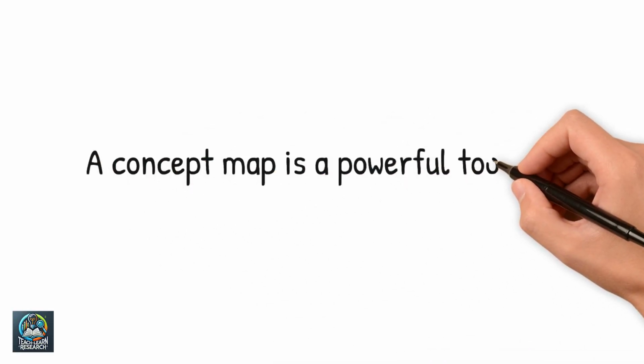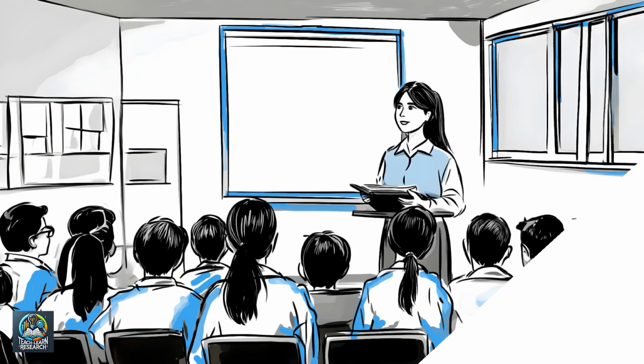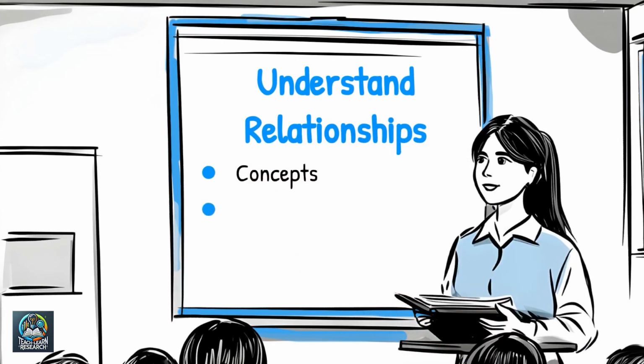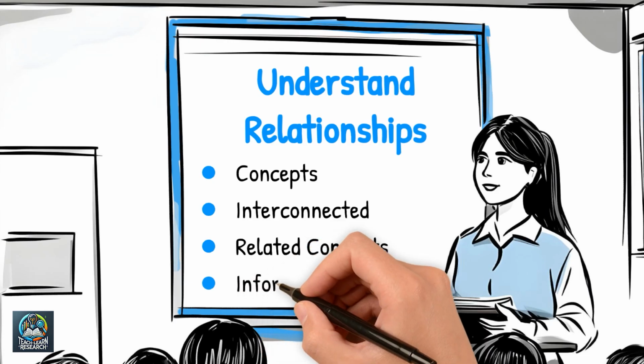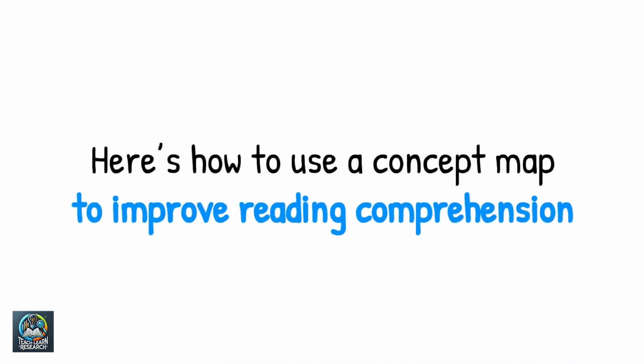A concept map is a powerful tool for visually organizing and representing knowledge. It helps students and readers understand relationships between concepts, see how ideas are interconnected, discover related concepts, and logically organize information. Here's how to use a concept map to improve reading comprehension.